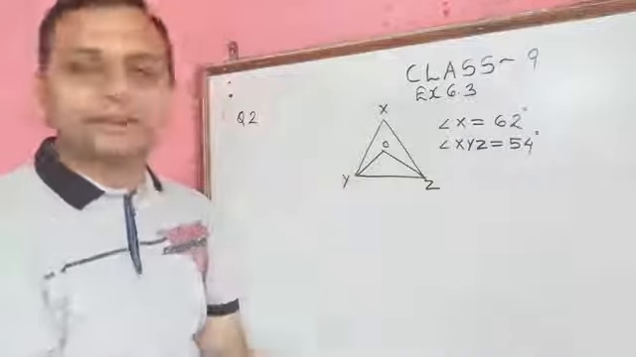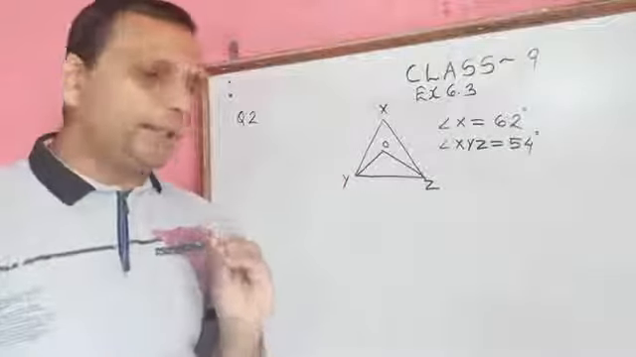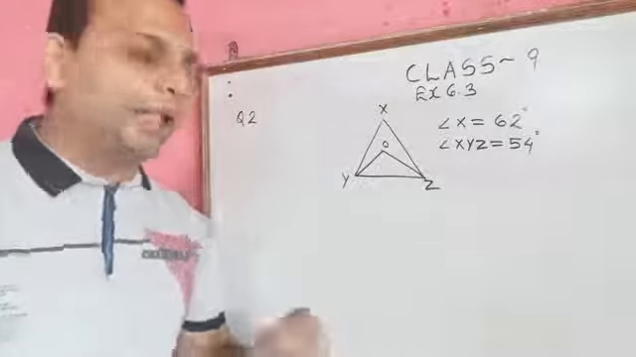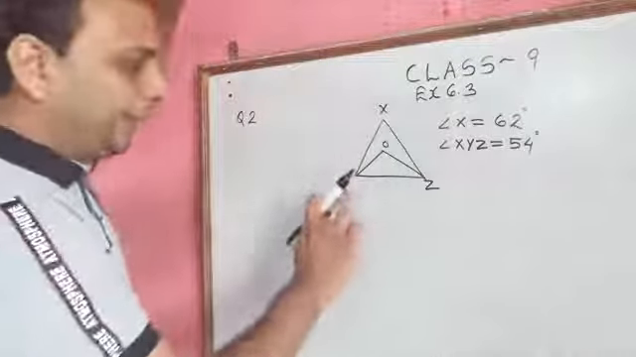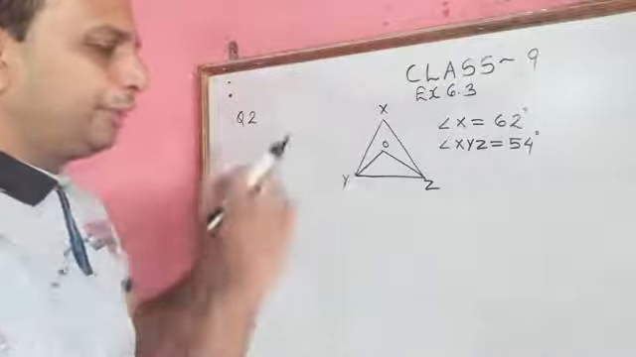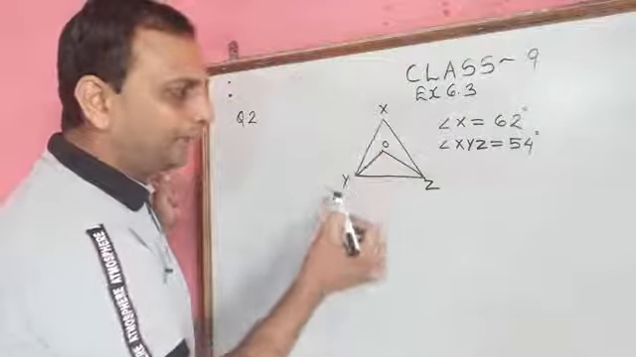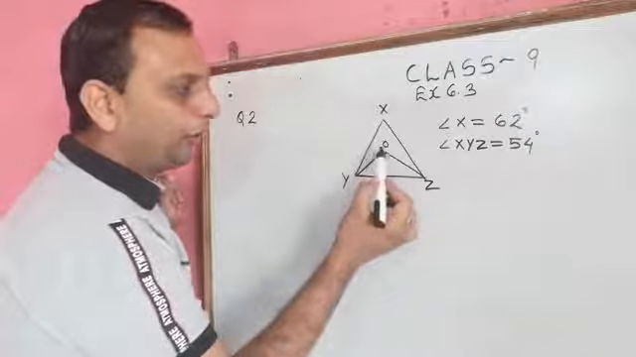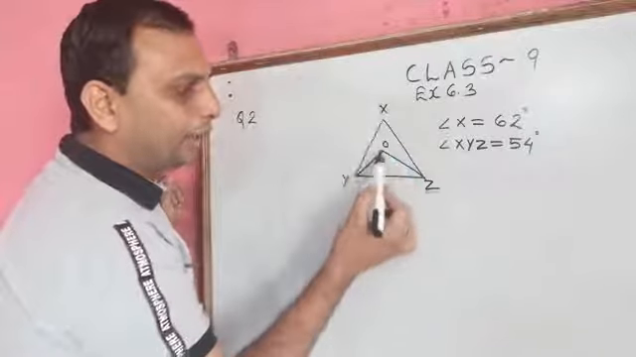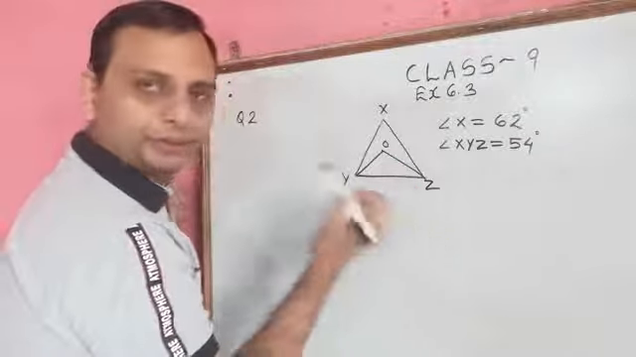OY is the bisector of angle Y. It means that OY is bisecting the angle Y into two equal parts. One part is OYX, the other part is OYZ.